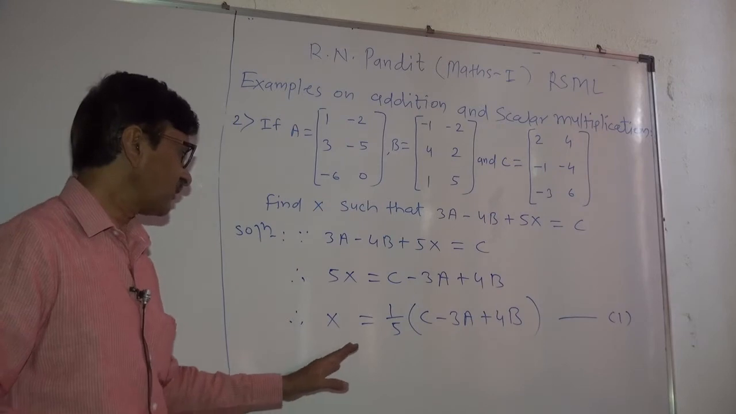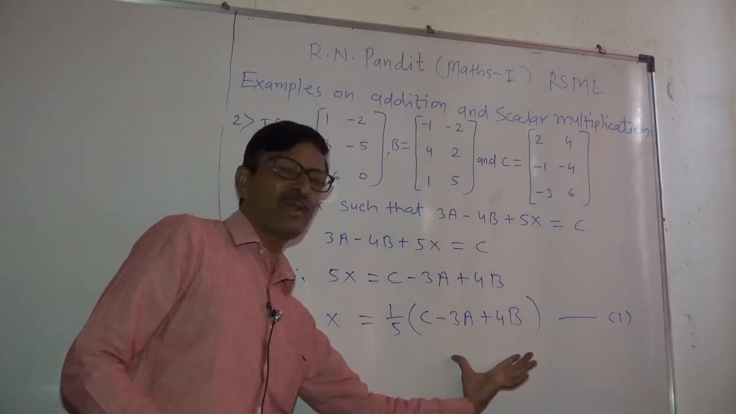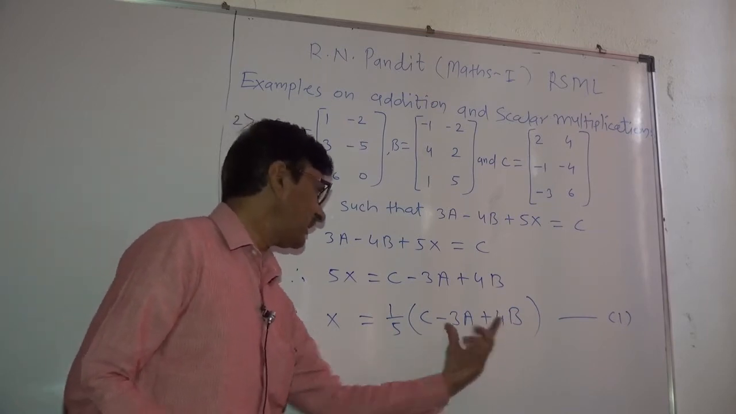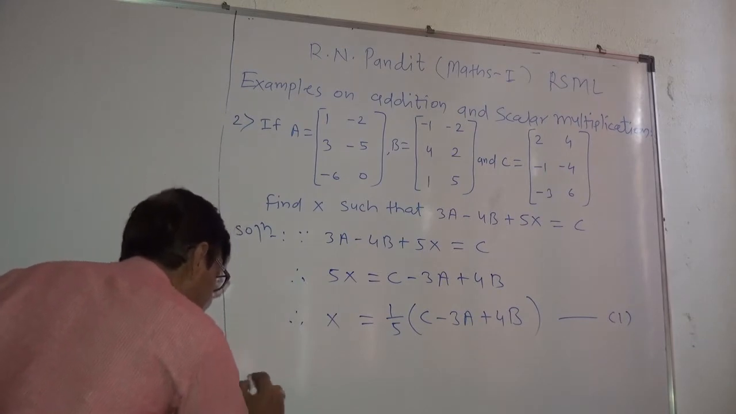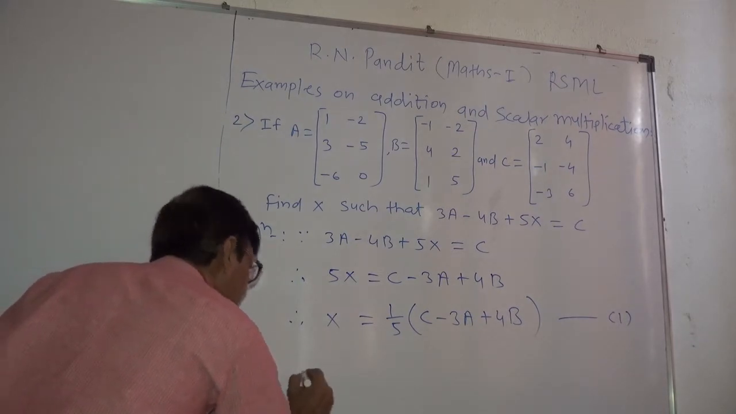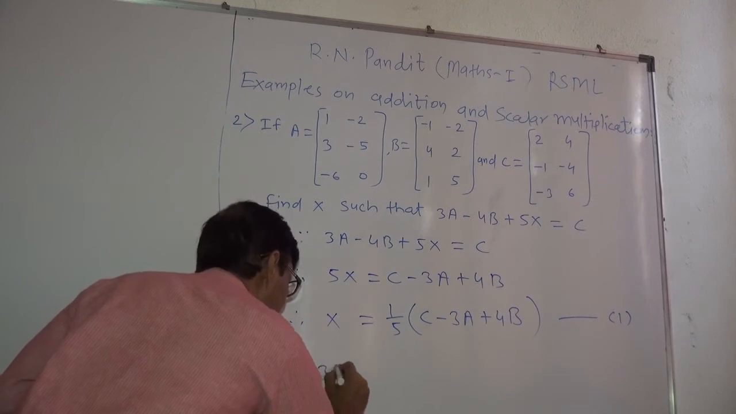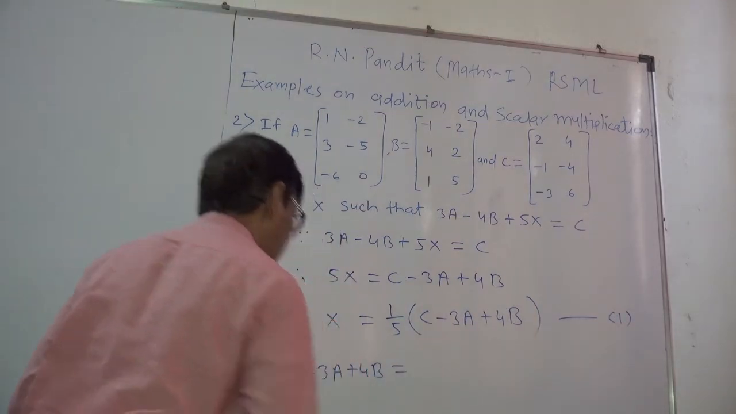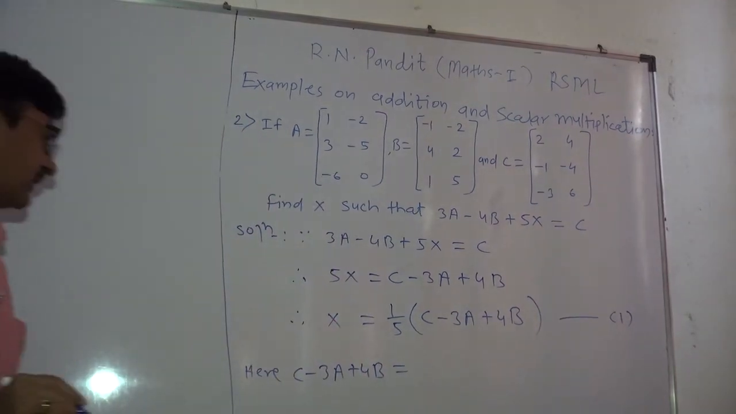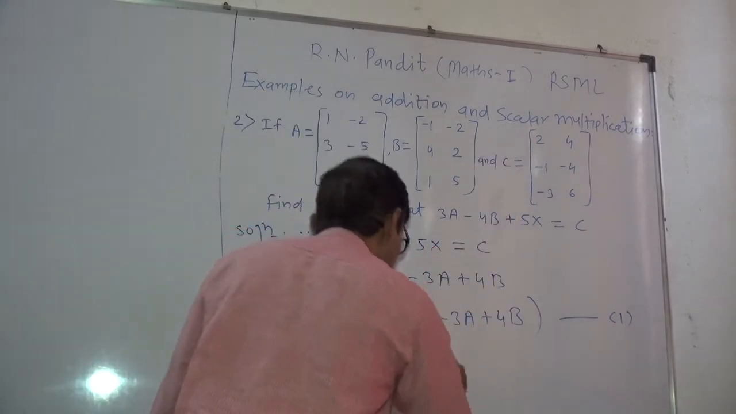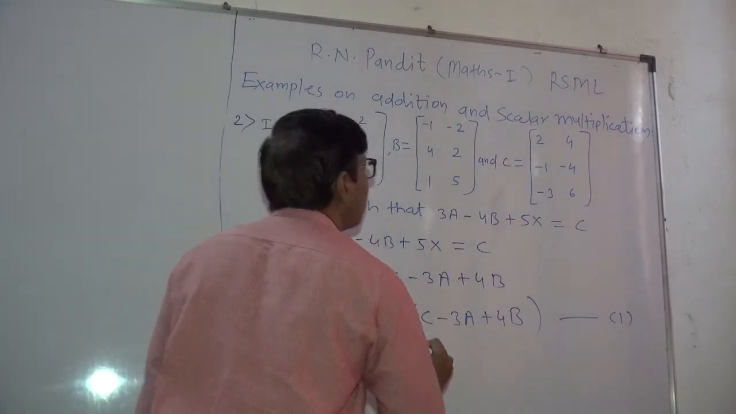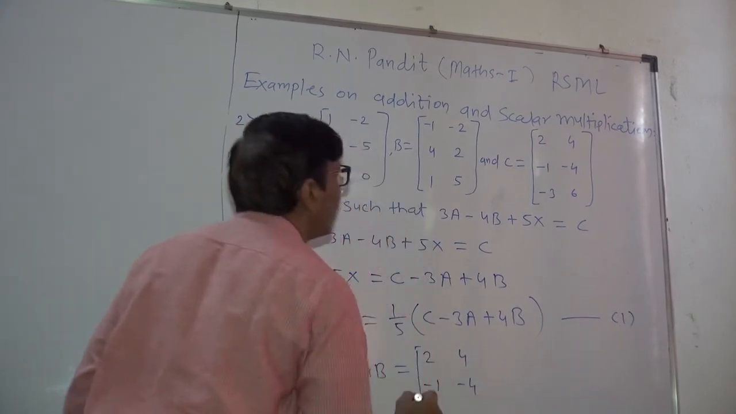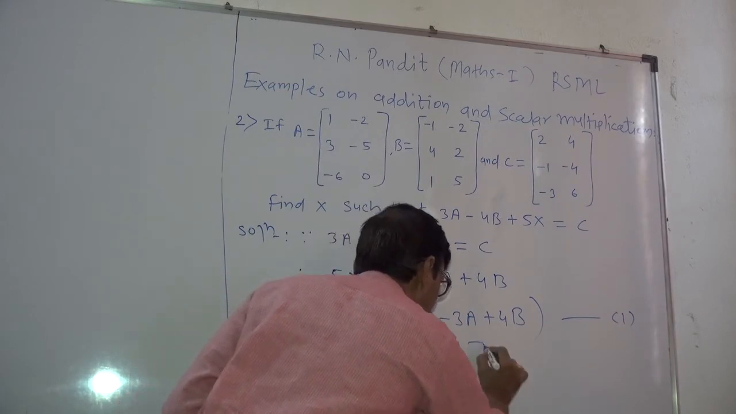Now, before substituting all these values, let us find the value of the bracket first, and then we multiply by 1 by 5. Okay? To find the value of the bracket, let us write down C minus 3A plus 4B. Put the value of C. C is the matrix 2, 4, minus 1, minus 4 and minus 3, 6, that is matrix C.